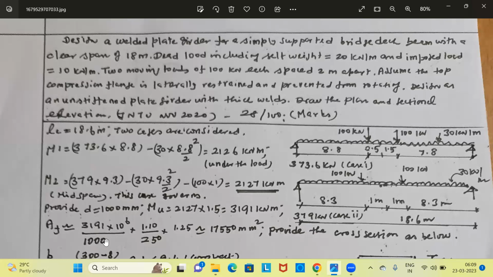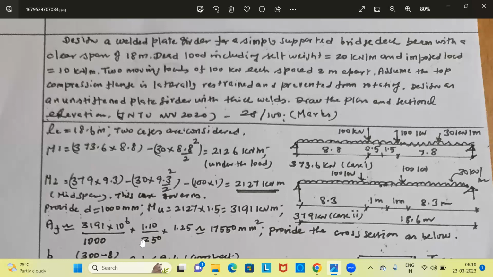So bending moment divided by this lever arm will give the compression in the flange. This is the bending moment and the depth of the web. The depth of the web is taken as the approximate lever arm. Actually, if the flange thickness is 32 mm, then the lever arm will be 1032 mm and not 1000 mm. If the flange thickness is 25 mm, then the lever arm will be 1000 plus the thickness at top and the thickness at bottom, that is 1025 mm. But the lever arm is approximately taken as 1000 mm. And this moment divided by the lever arm will give the compression in the flange.